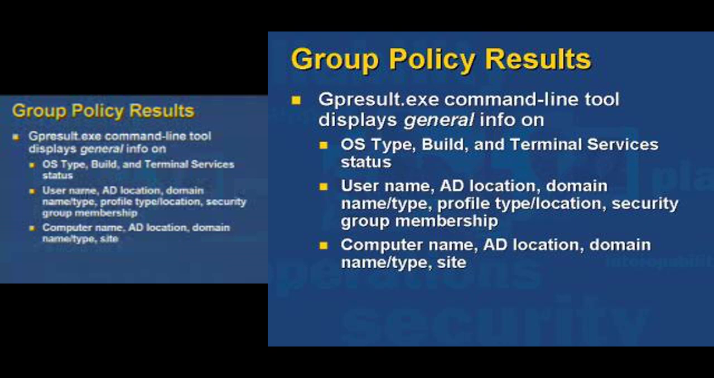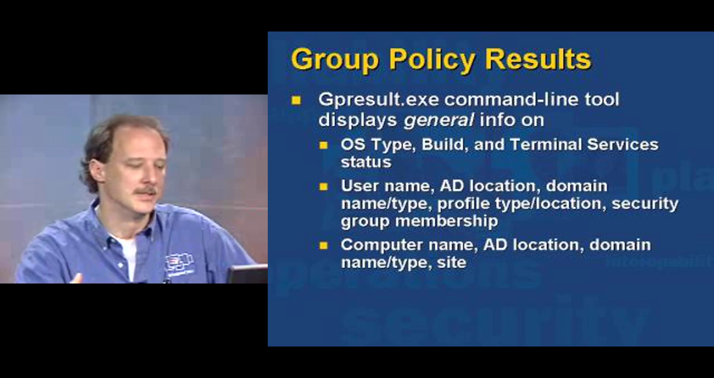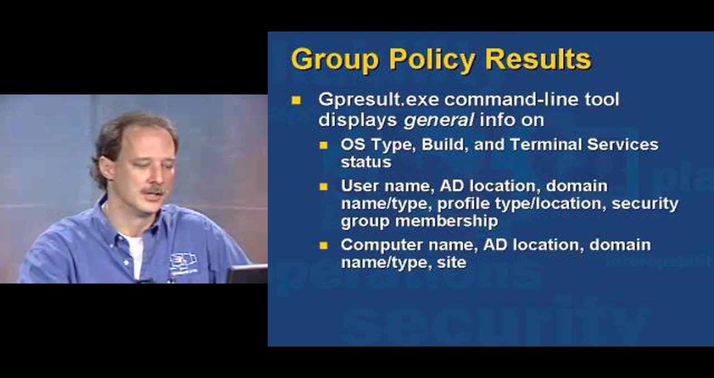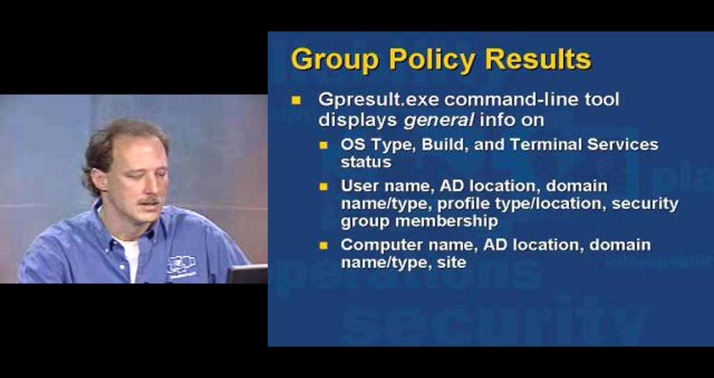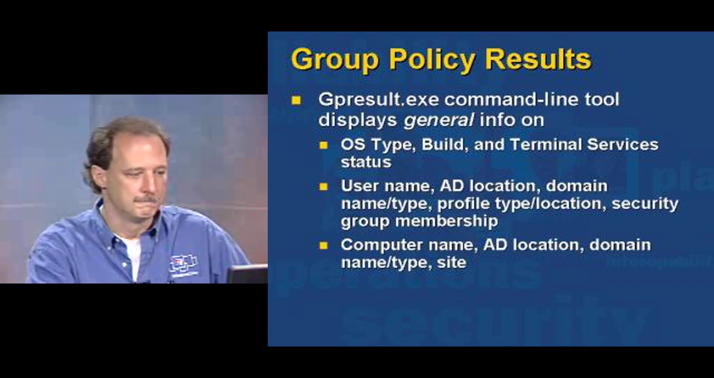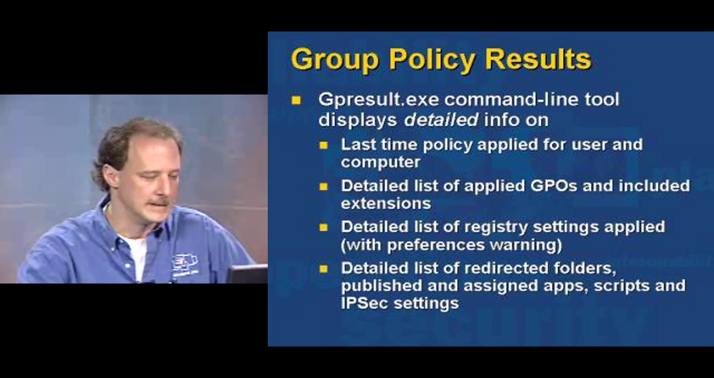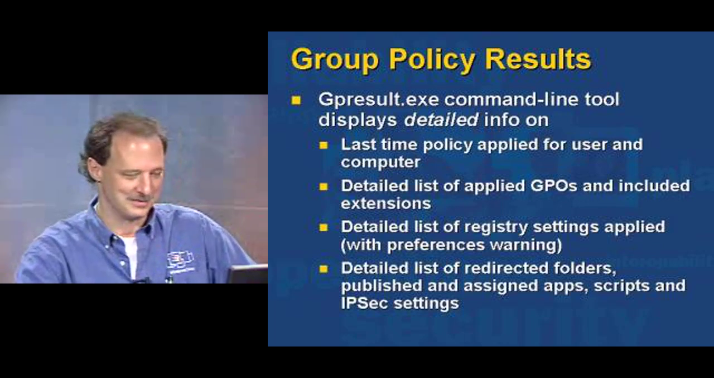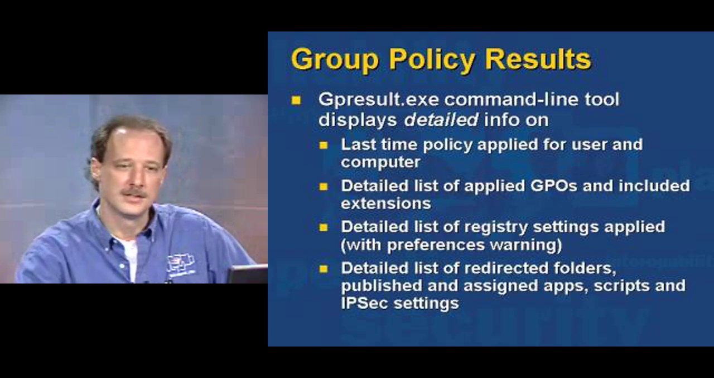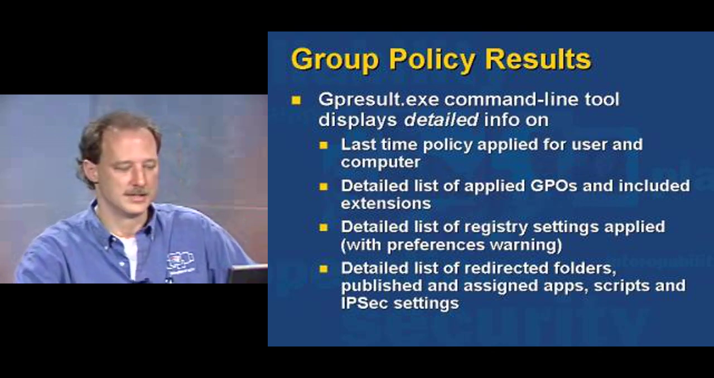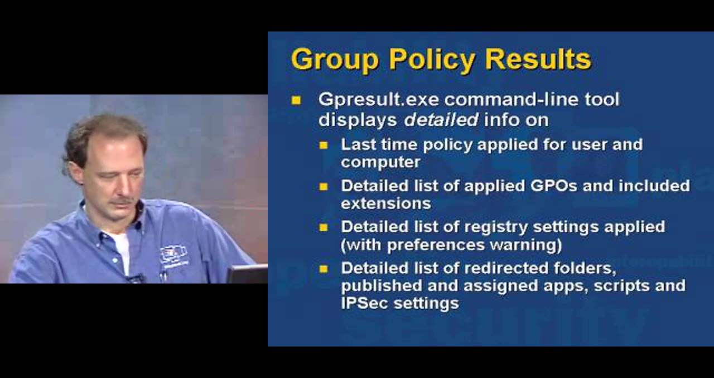Here's a quick overview of some of the things that you can do with GP result. It will get you the OS type, the build, whether terminal services is running or not, the username, the Active Directory location, all this information about group policy. Okay, next. It also gives you some detailed information on the last time policy was applied, a detailed list of the GPOs that applied, including a listing of the extensions that were run per GPO, and then a detailed list of the registry settings applied. And I note that there's a "with preferences" warning.